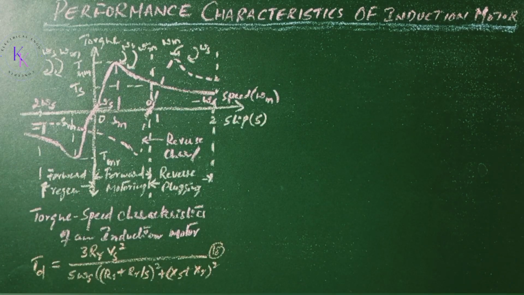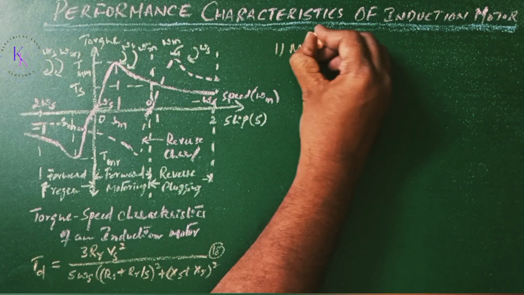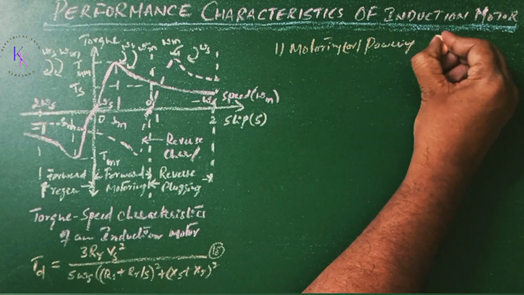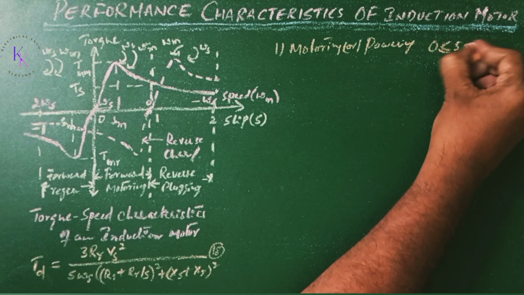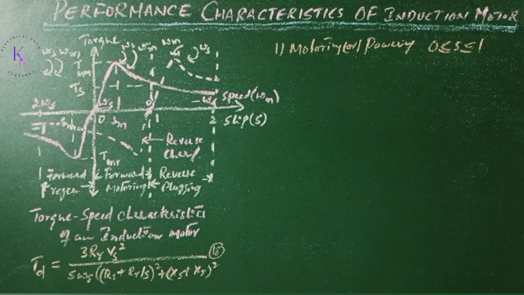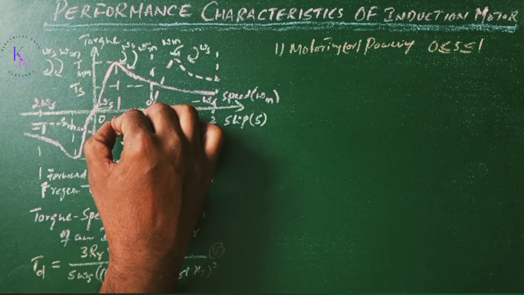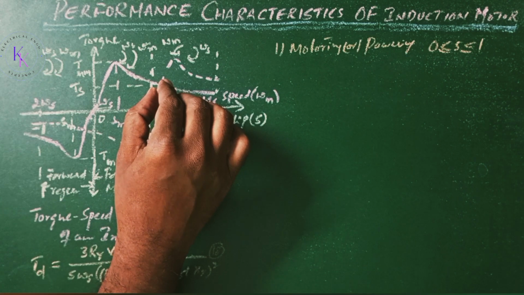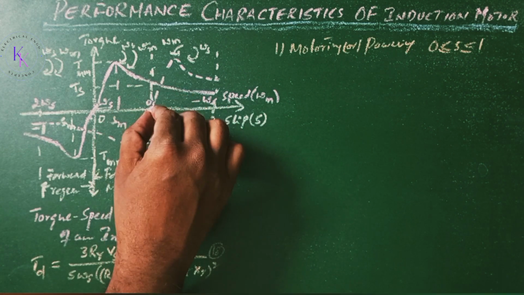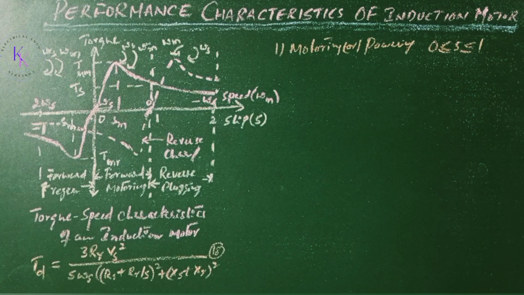There are three regions. The first one is motoring or powering, where the slip lies between 1 and 0. In motoring, the motor rotates in the same direction as the field, and as the slip increases, the torque also increases while the air gap flux remains constant. Once the torque reaches its maximum value, that is Tmax, at S equals Sm, the torque decreases with the increase in the slip due to the reduction of air gap flux.